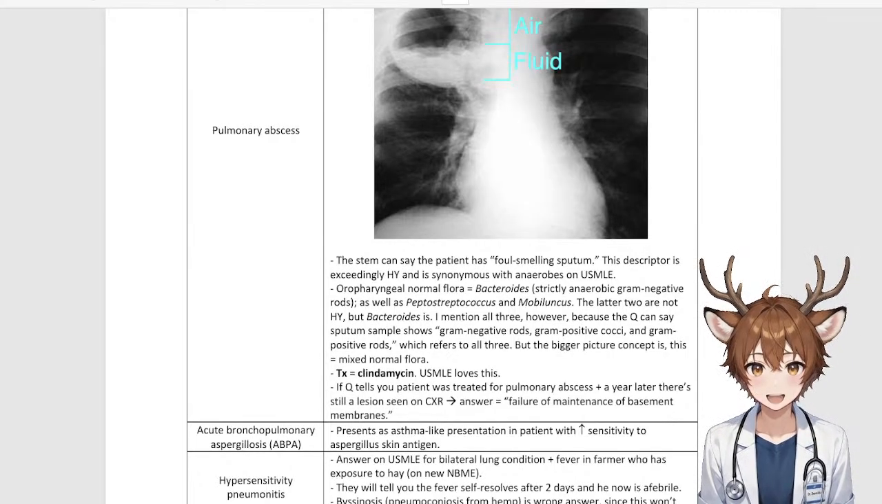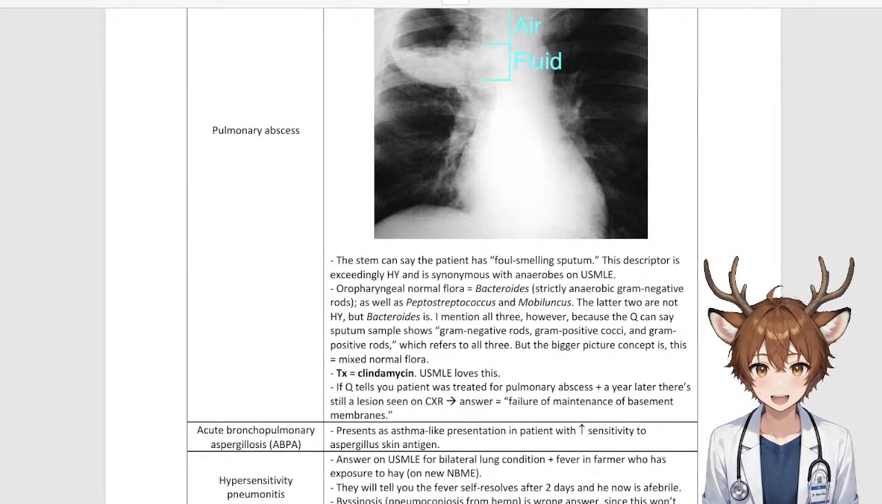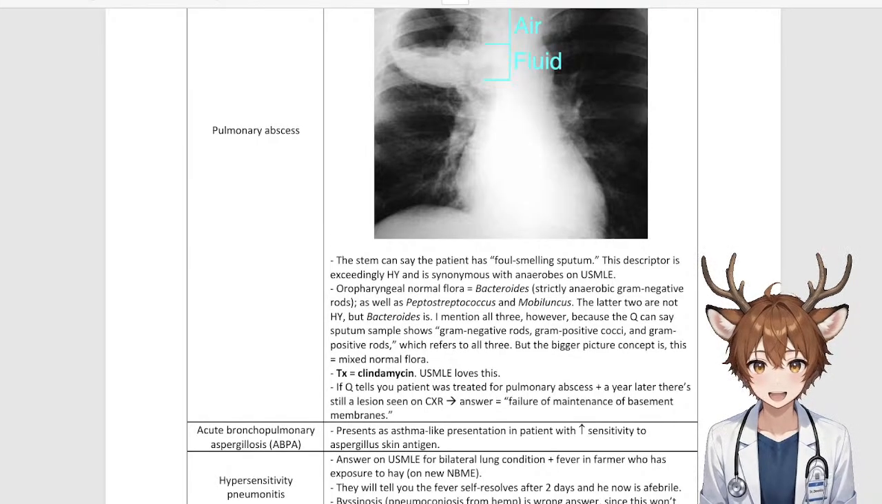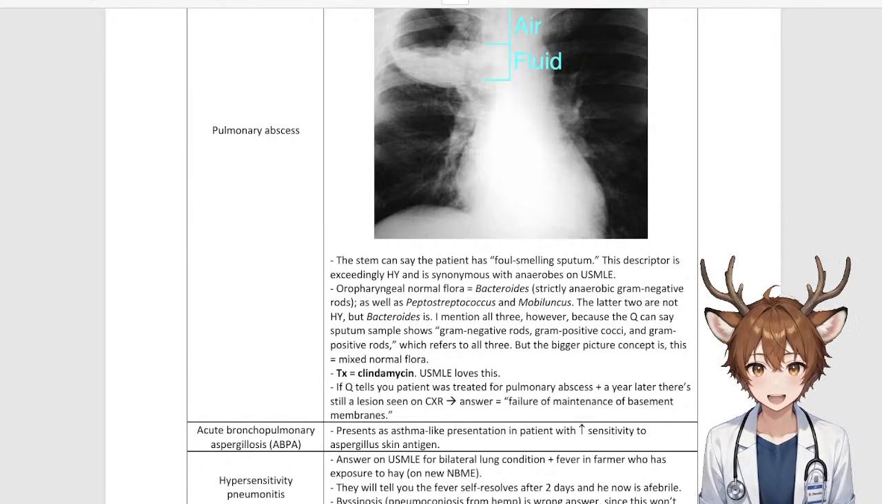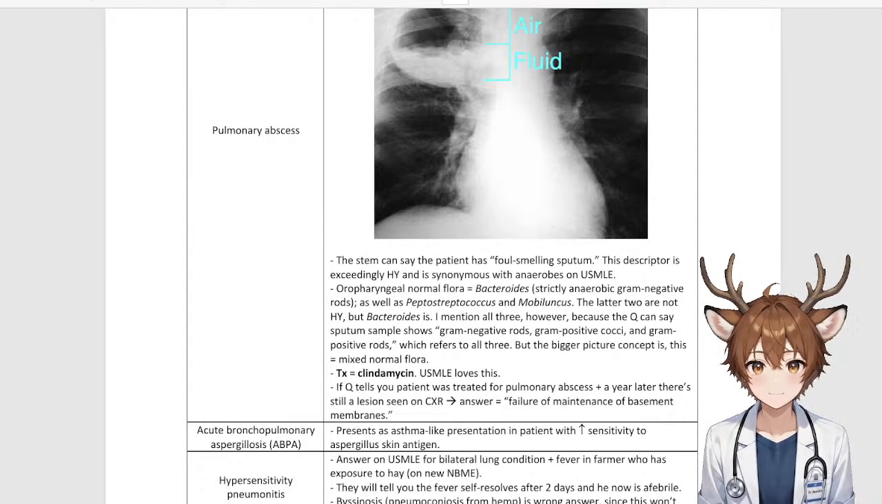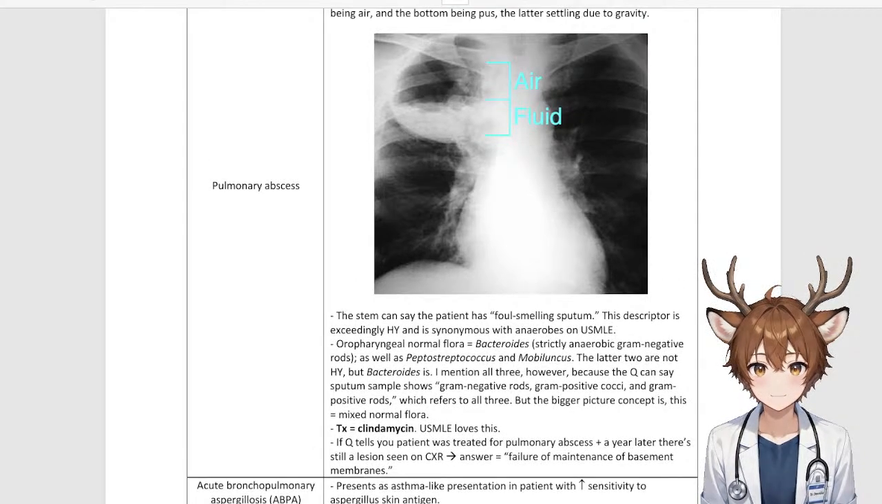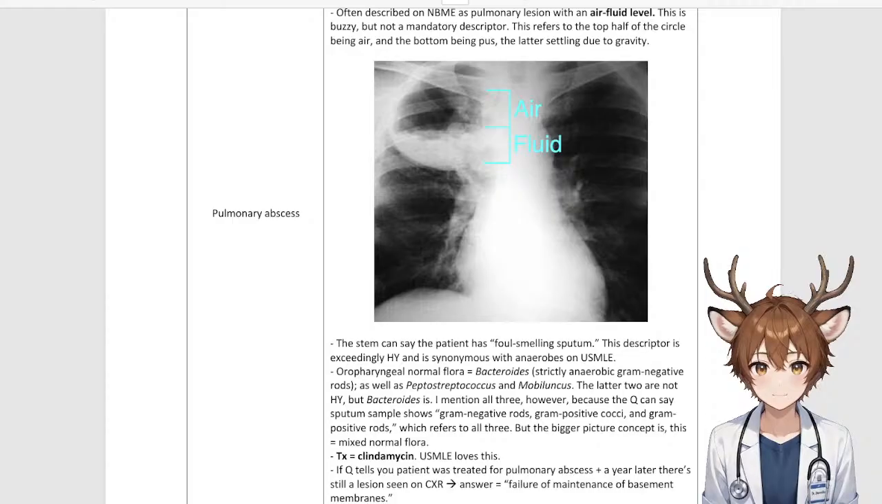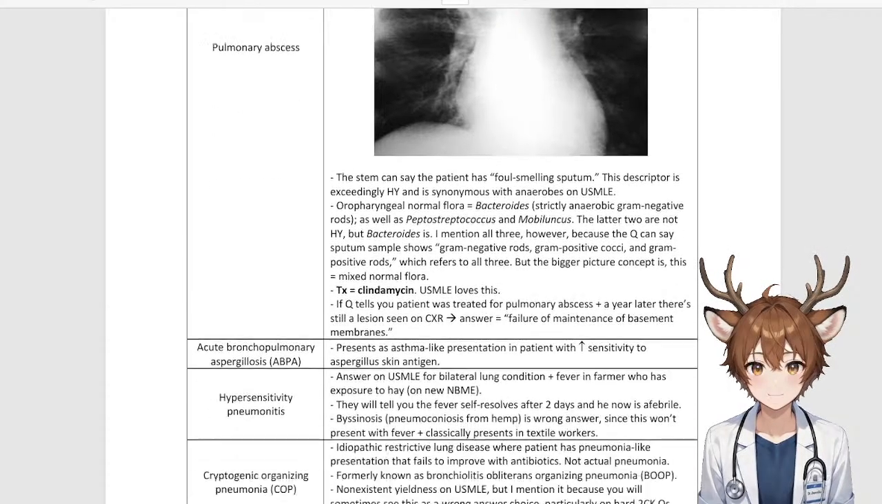USMLE loves this. If the question tells you that the patient was treated for pulmonary abscess, plus a year later there's still a lesion on the chest X-ray, the answer would be failure of maintenance of the basement membranes. So here's the air and that's the fluid. See the little pulmonary abscess? There we go.